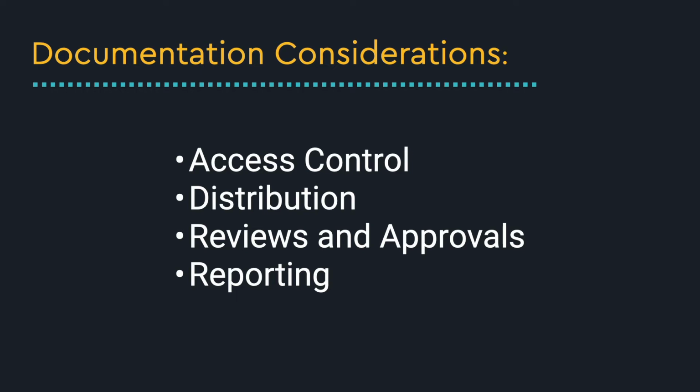Access control, the ability to set viewing and editing restrictions on documents. Distribution, the ability to make documents available to everyone in your organization. Approvals and reviews, you'll need to approve the documents with an electronic signature before you distribute them. And finally, you'll want a report or record of your document changes for audit purposes.